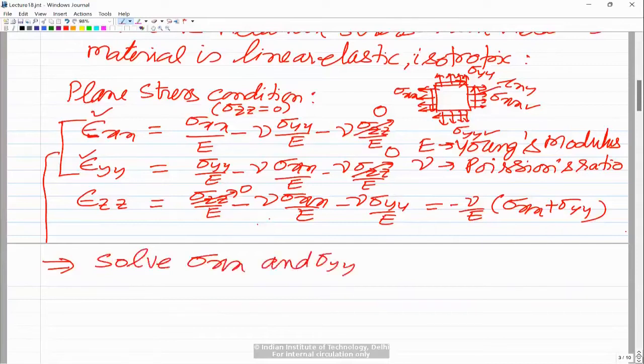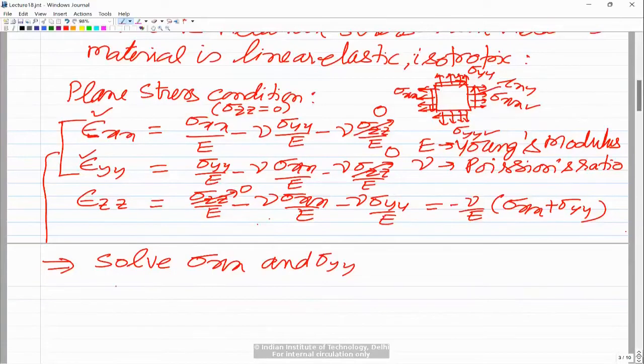So if you do, the solution is straightforward. I think you can do that. So what you can do is, if you want to eliminate, let's say, sigma xx from both these terms, the first equation you multiply by nu, and then add the two equations. So sigma xx would be eliminated. You can solve for sigma yy, and similarly, if you want to eliminate sigma yy, then the second equation you multiply it by nu, and then add the two equations. So then you can solve for sigma xx.